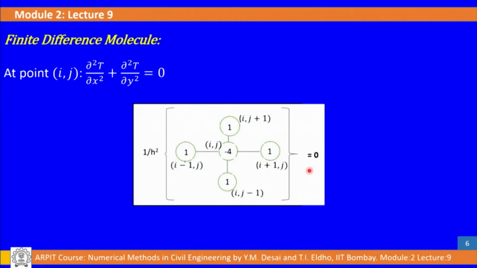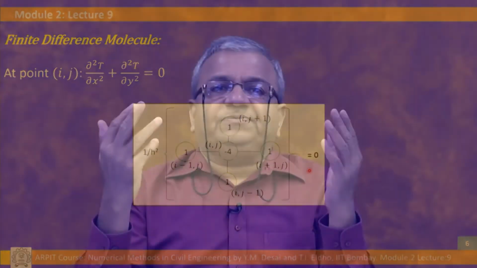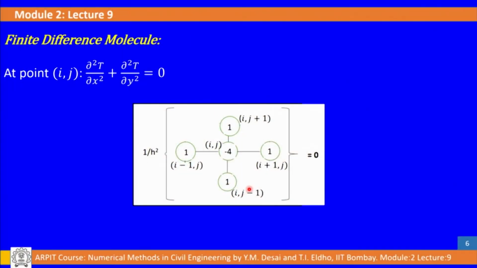So, what do we do? Something similar to what we do in chemistry, molecular structure, I talk about a finite difference molecule. This molecule we apply at all the points in the domain where the differential equation is written down. This aspect will be covered at length in module 4. Right now my aim is to explain how these expressions have been derived. So, this finite difference molecule we can apply at all the points.